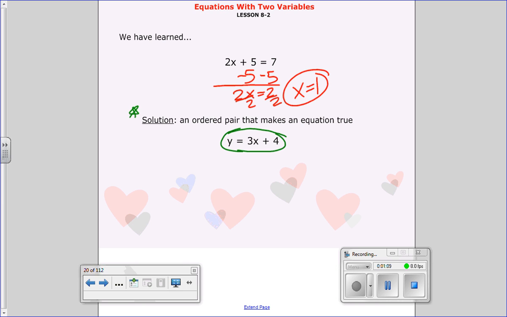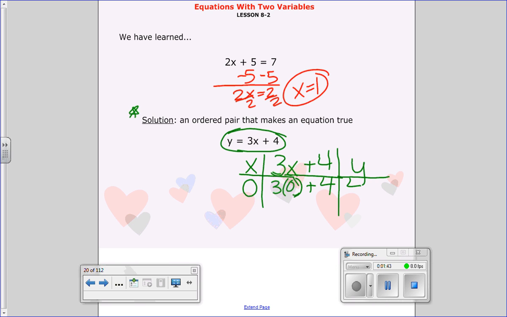For example, I could say, well, I have 3 times x plus 4 is equal to y. What if I put in for x the number 0? Well, 3 times 0 is 0. I'm going to fix that whole thing because I did not write that right. There, 3 times x plus 4. So 3 times 0 plus 4, and then I find out my y is 4. So if I put in 0, y pops out, or 4 pops out.